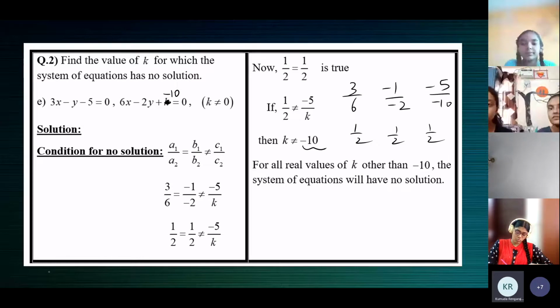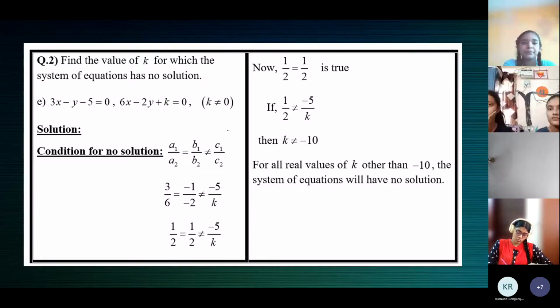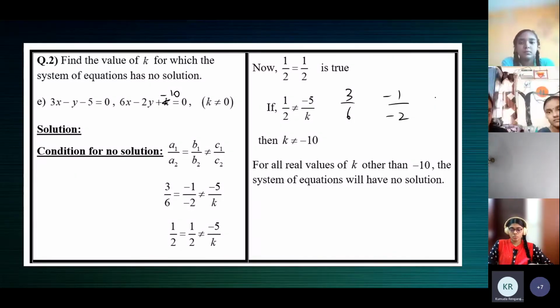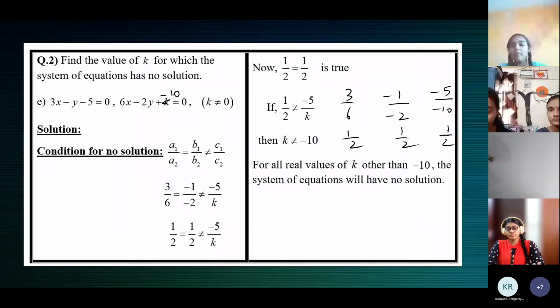When k takes the value minus 10, you will have 3 by 6 as a1 by a2, minus 1 by minus 2 as b1 by b2, and c1 by c2 is minus 5 by minus 10. On simplifying, you get 1 by 2, 1 by 2, 1 by 2. So if a1 by a2 is equal to b1 by b2 is equal to c1 by c2, then the given system of equations will have many solutions.